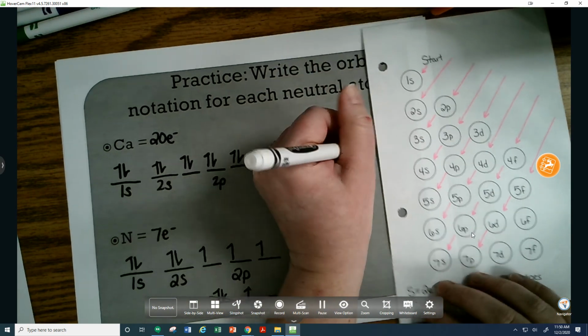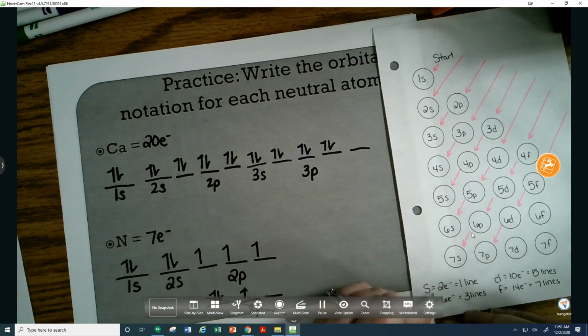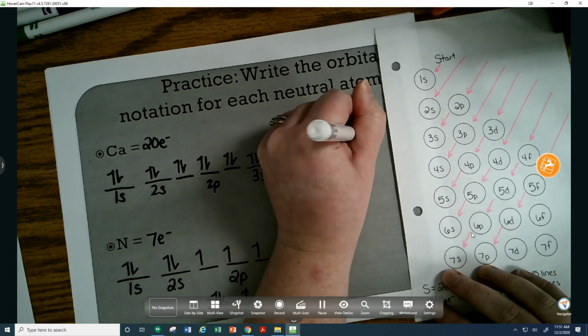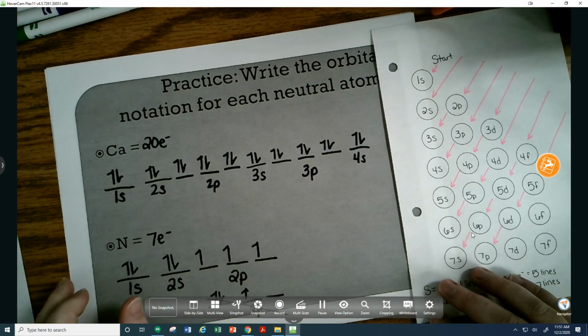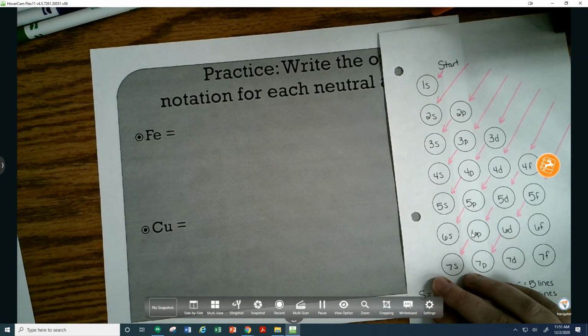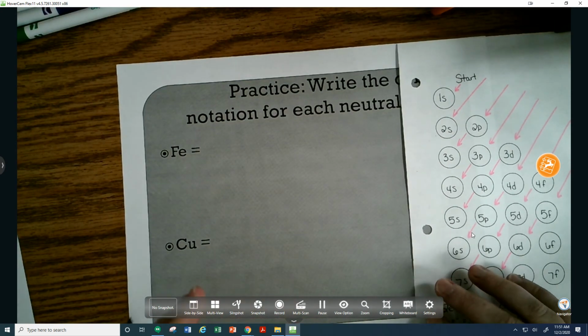Following 3p, that leads me to 4s. S can hold 2 electrons. So we have 4s, up, down, and we now have calcium's orbital notation. So I'm going to do just one more. We can do the iron one here.